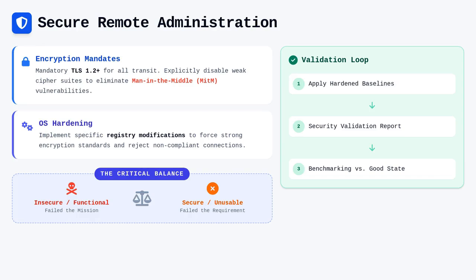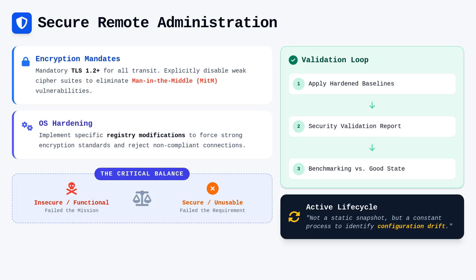Constant benchmarking against a known good state allows us to identify configuration drift, ensuring that the server remains compliant over its operational lifecycle. Maintaining these hardened baselines is an active process, not a static snapshot taken at the time of installation.